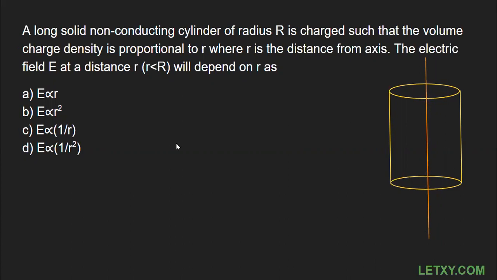Now we need to find out the electric field at a point small r, and small r is less than capital R. It simply means the point is lying inside of the cylinder, right? So let me take this point. This point has a distance from the axis, which is small r. This is the distance of the point where we need to calculate the electric field from the axis of the cylinder, right?